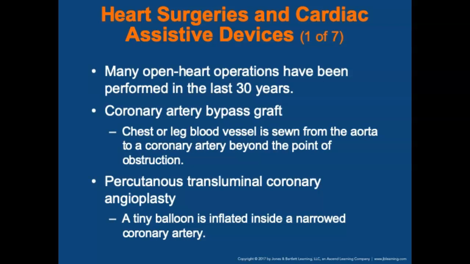Percutaneous transluminal coronary angioplasty involves the following steps. A tiny balloon is attached to the end of a long, thin tube. The tube is threaded into the narrowed coronary artery and inflated. The balloon is then deflated, and the tube and balloon are removed. Sometimes a stent is placed inside the artery to hold that narrowed section open.